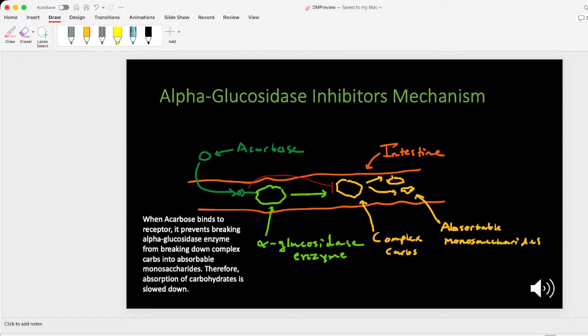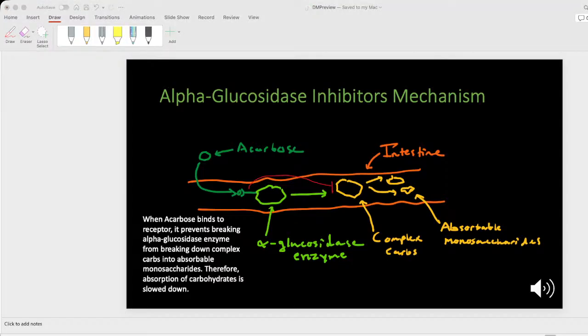And in the alpha glucosidase inhibitor mechanism, this one is actually going to bind within the intestine the alpha glucosidase enzyme. So it's going to prevent the breakdown of the carbohydrates so it won't turn into absorbable monosaccharides and then increase the blood sugar. So it's going to slow down the absorption of the carbohydrates this way. And that's pretty much it.